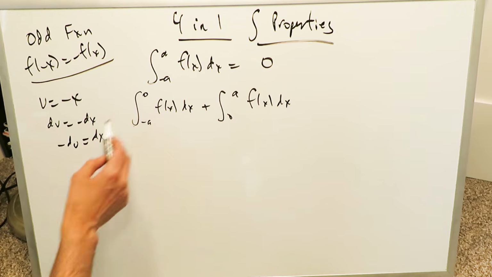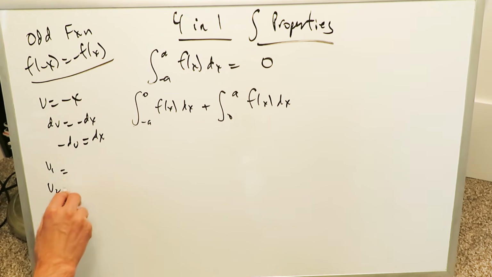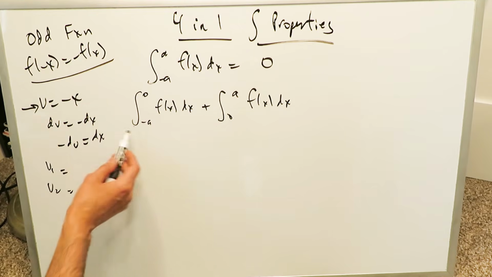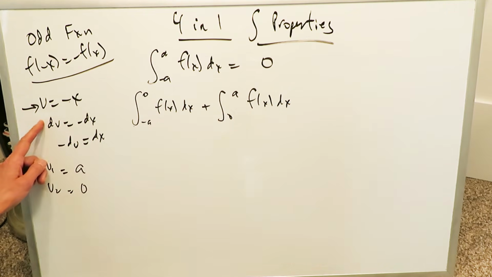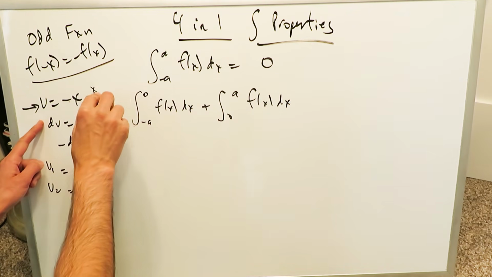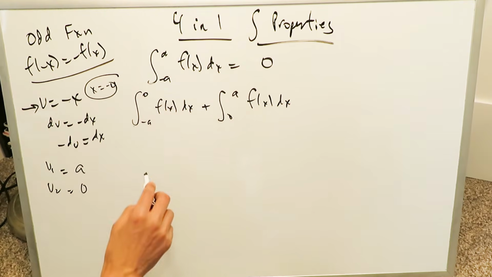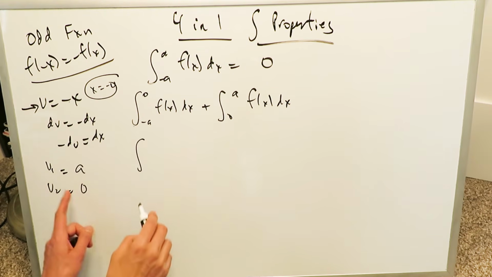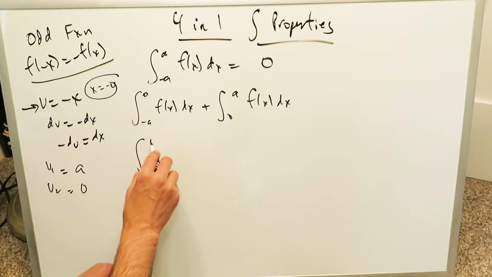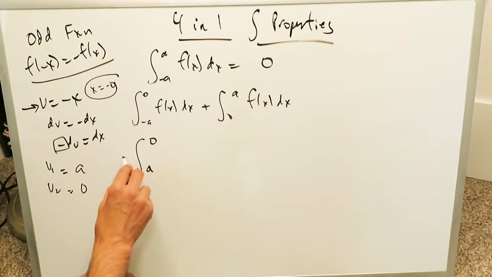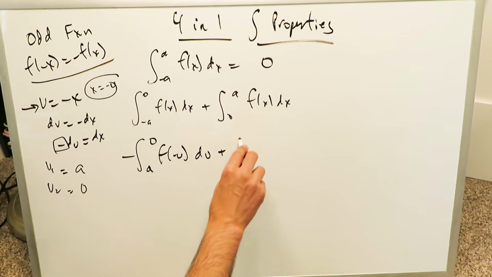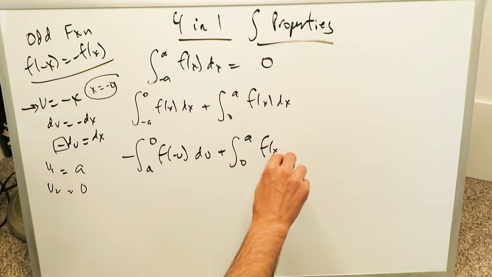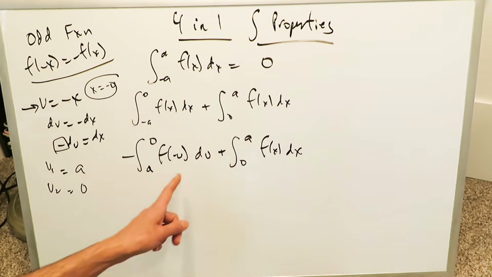Your interval limits will change, u1 and u2. For the first integral, u1 will be minus minus a, which is a. u2 will be minus 0, which is just 0. If u is equal to minus x, then x is also equal to minus u. You can utilize that. You're having here u1 is a, u2 is 0. You have this minus coming here at the very beginning. You have f of minus u du, and then you have the integral from 0 to a of f of x dx. This is what I have so far.